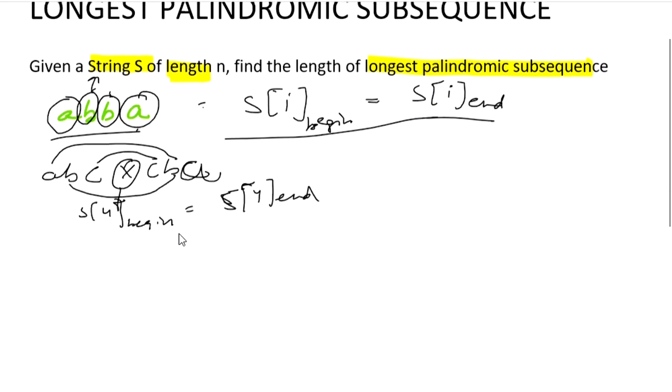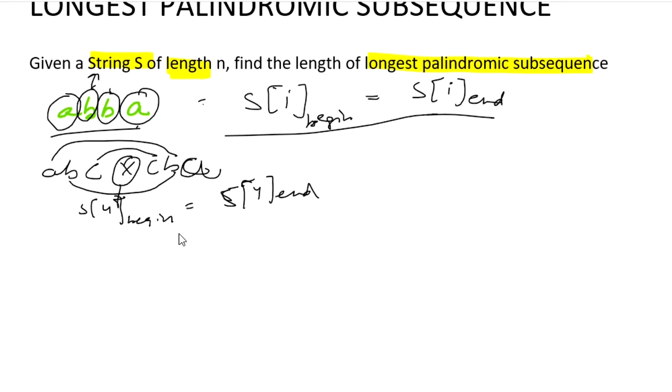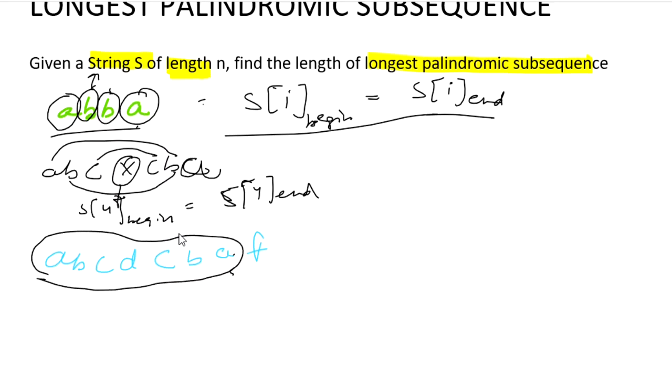so now you are given a string S and you have to find the length of longest palindromic subsequence. So let's say the string is A B C D and C B A F. You can clearly see that this whole thing is a palindrome. So its length is 7. So our algorithm should return 7.